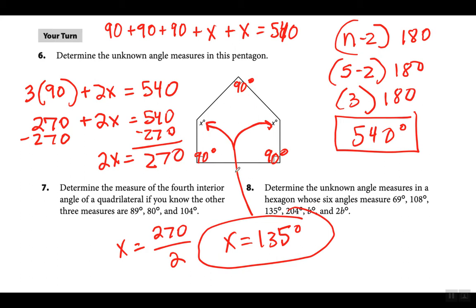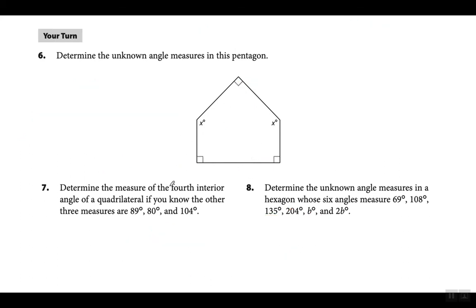Alright, moving on to number 7. Determine the measure of the fourth interior angle of a quadrilateral. A quadrilateral has 4 sides. If you know the other 3 measures are 89, 80, and 104. Determinar la medida de la cuarta ángulo interior de un cuadrilátero si sabes que las otras 3 medidas son 89, 80 y 104.